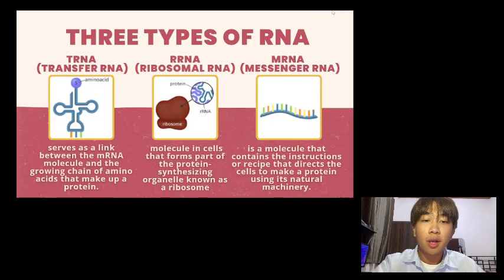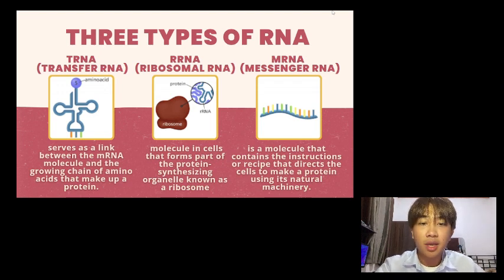Going to the next part, there are three types of RNA, which are messenger RNA, transfer RNA, and ribosomal RNA. Let's start with mRNA, or messenger RNA. Messenger RNA acts as the messenger between DNA and protein production. It is a molecule that contains the instructions or recipe that directs the cells to make protein using its natural machinery. Messenger RNA serves as the genetic template of a protein since DNA can't leave the nucleus.